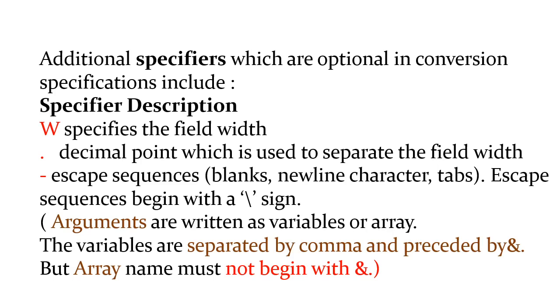The arguments are written as variables or arrays. The variables are separated by commas and preceded by the ampersand. Whatever variable you are going to enter is separated by a comma and preceded by the ampersand character. But an array name must not begin with it, so if you are going to input an array, it should not be preceded by the ampersand.